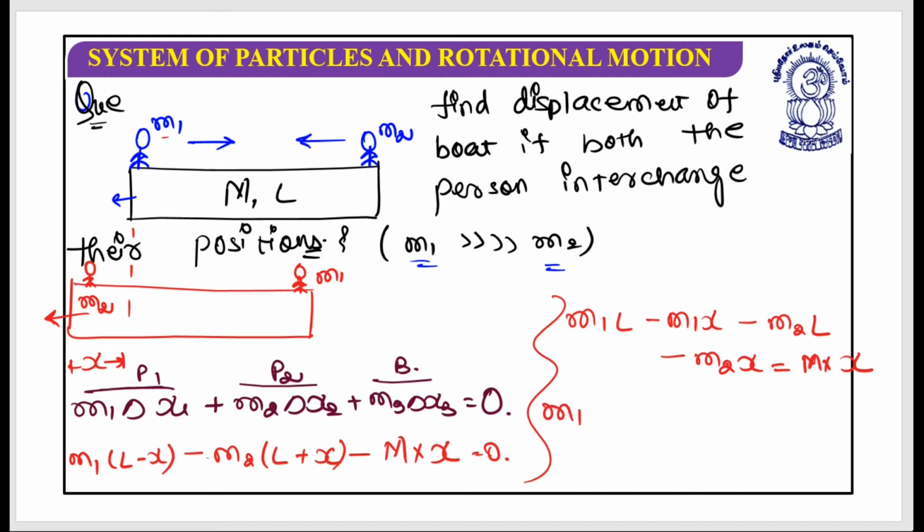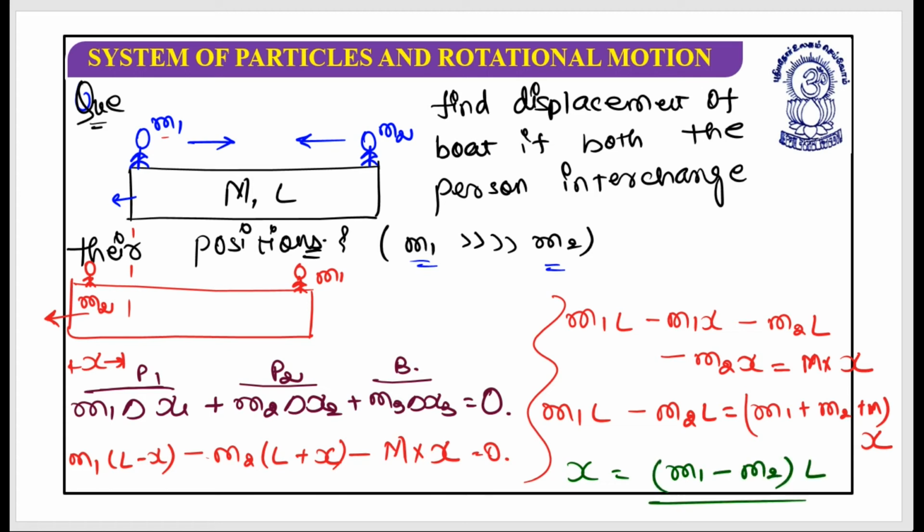While doing this, it's m1L minus m2L. This is equal to m1 plus m2 plus M, into X. So X could be written as m1 minus m2, into L, divided by m1 plus m2 plus capital M.